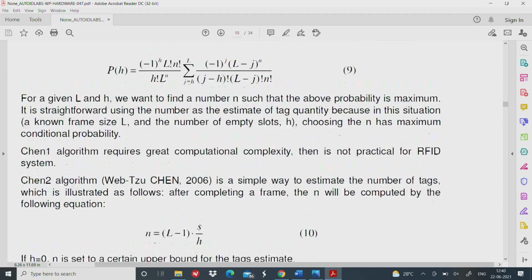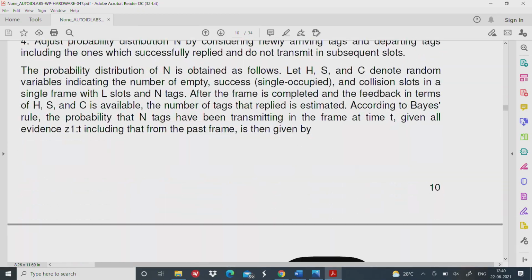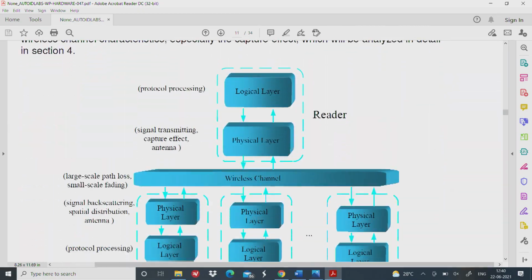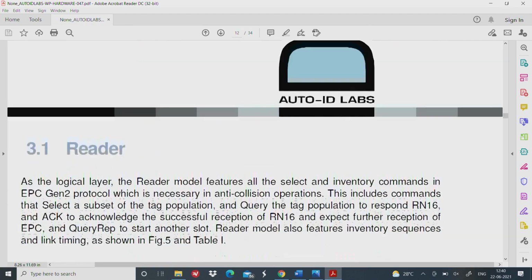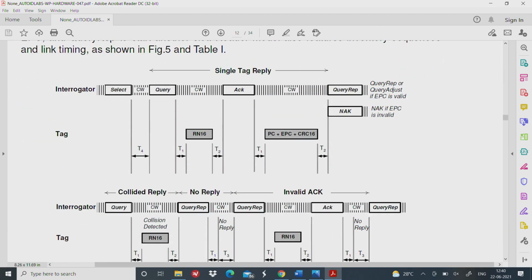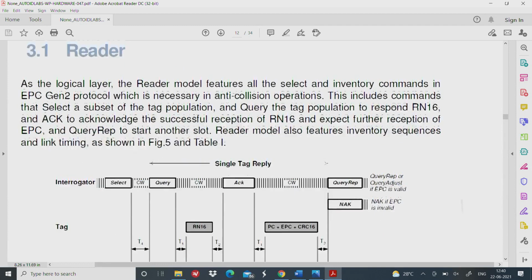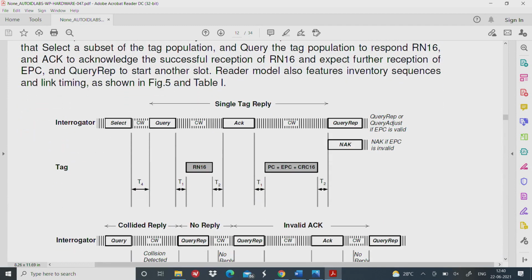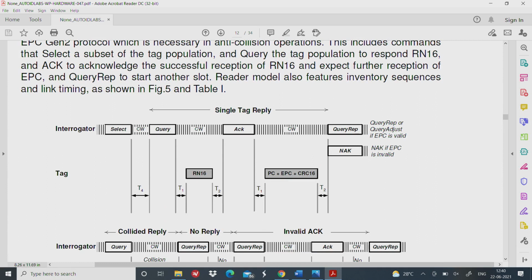So you can read this document, it also does the mathematical analysis of that system and explains several things in a nice manner. This is essentially what I wanted to convey, and look at this picture as well. This is a single tag reply. What actually happens? You have the interrogator, which is the reader. We discussed this earlier, but this is just capturing it all over again.